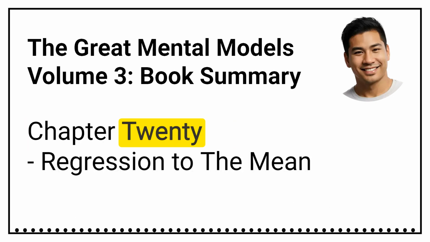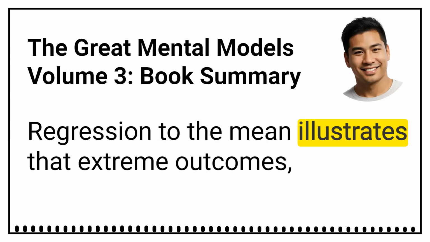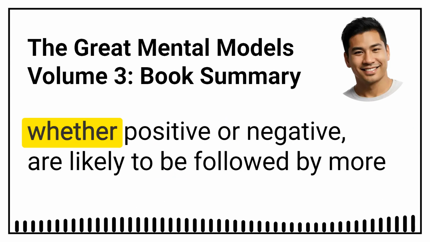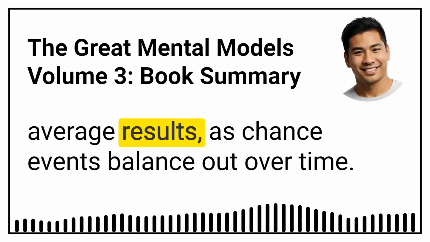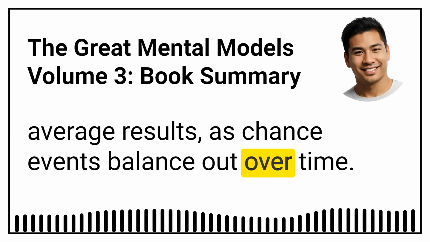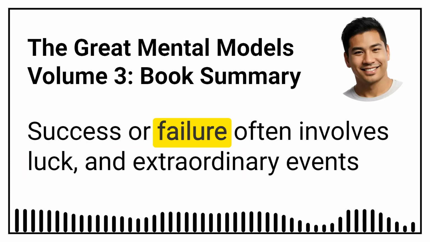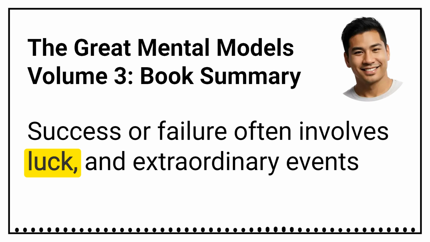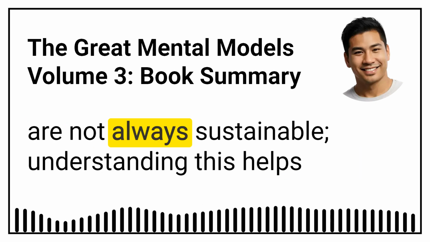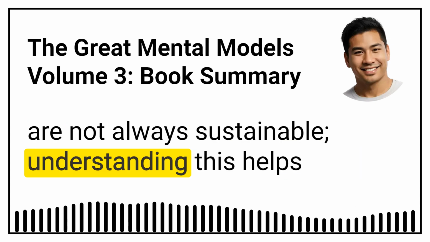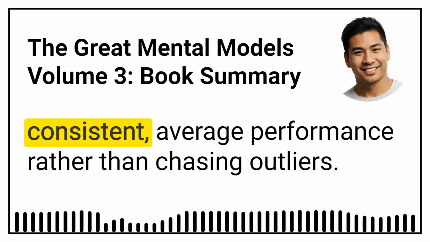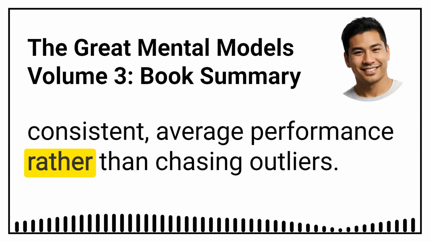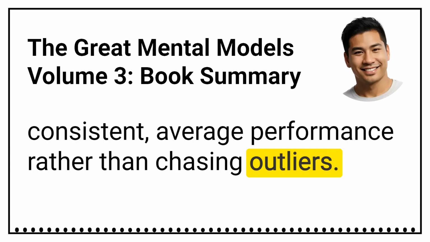Chapter 20. Regression to the mean. Regression to the mean illustrates that extreme outcomes, whether positive or negative, are likely to be followed by more average results as chance events balance out over time. Success or failure often involves luck, and extraordinary events are not always sustainable. Understanding this helps temper expectations and encourages a focus on consistent, average performance rather than chasing outliers.